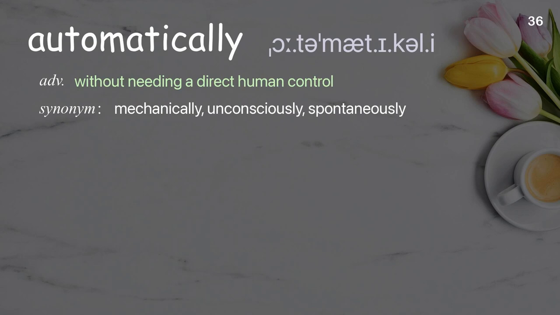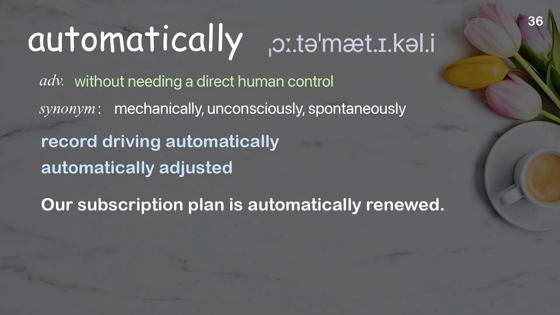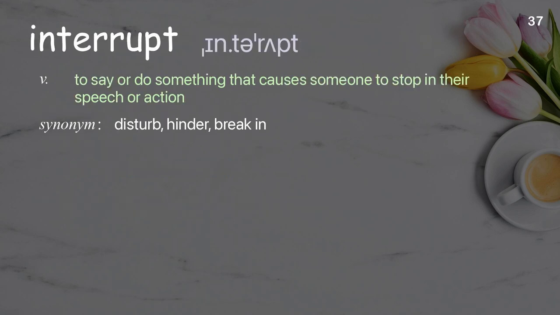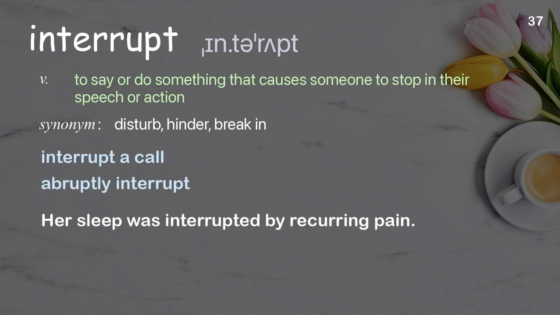Automatically: without needing a direct human control. Examples: record driving automatically, automatically adjusted. Our subscription plan is automatically renewed. Interrupt: to say or do something that causes someone to stop in their speech or action. Examples: interrupt a call, abruptly interrupt. Her sleep was interrupted by recurring pain.